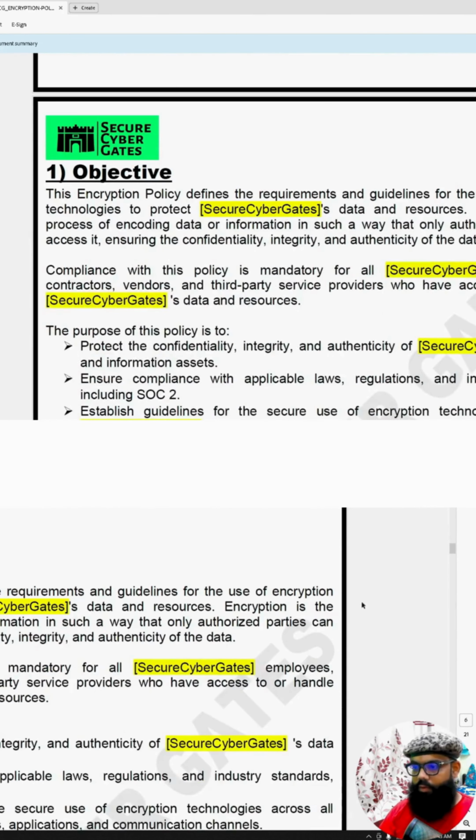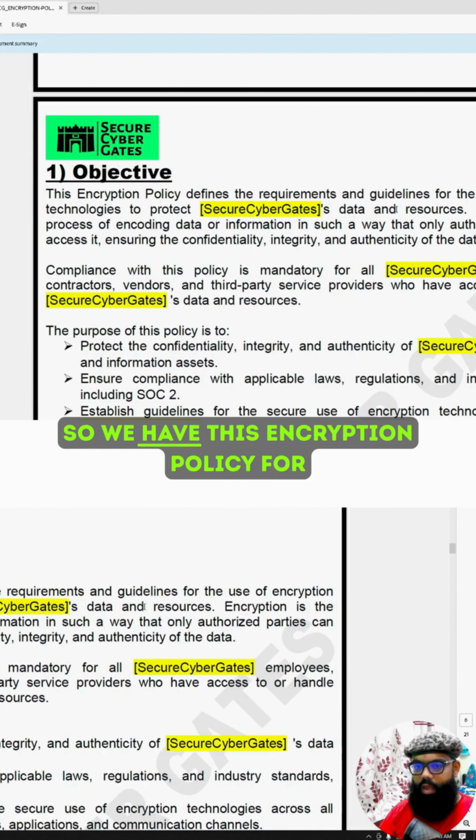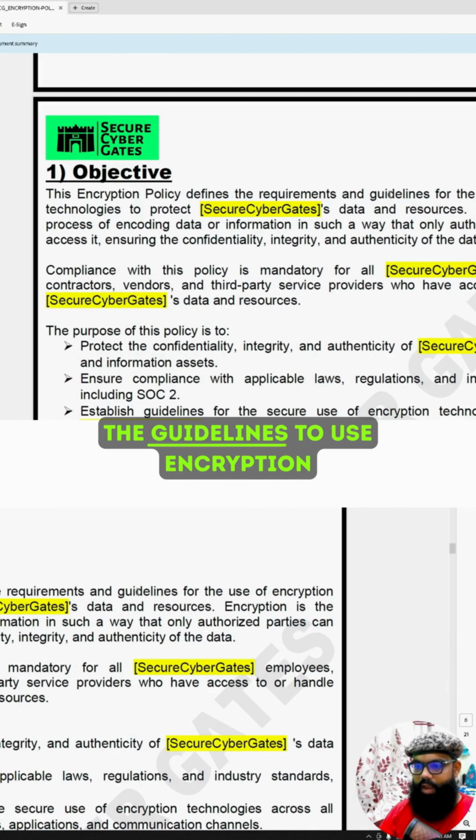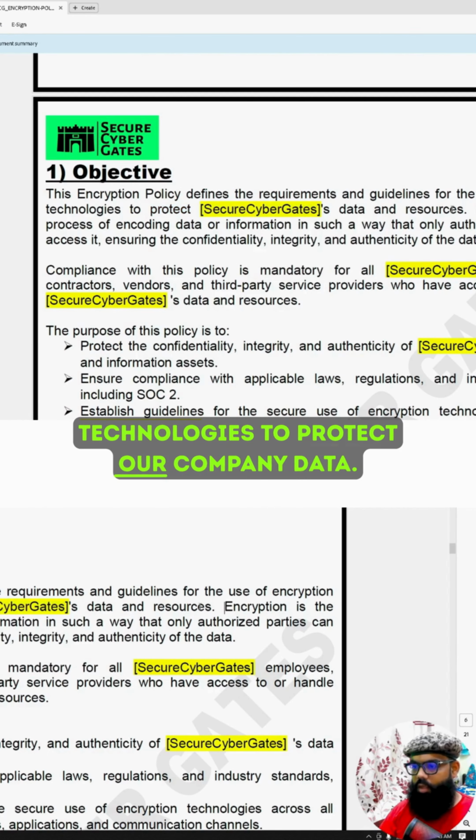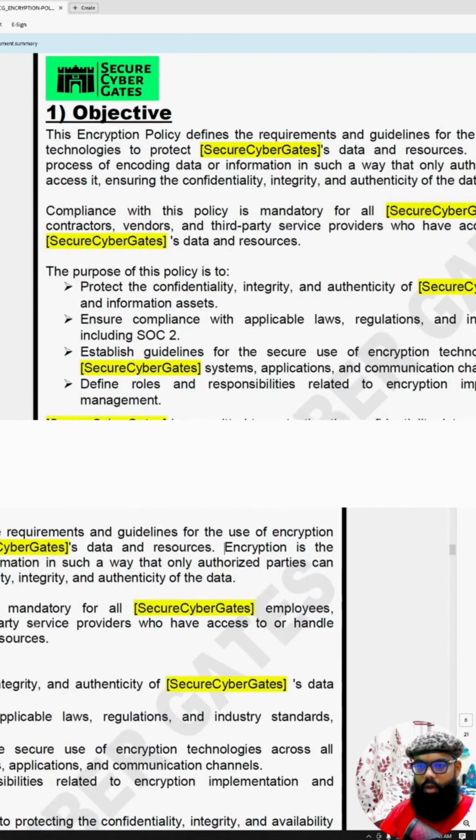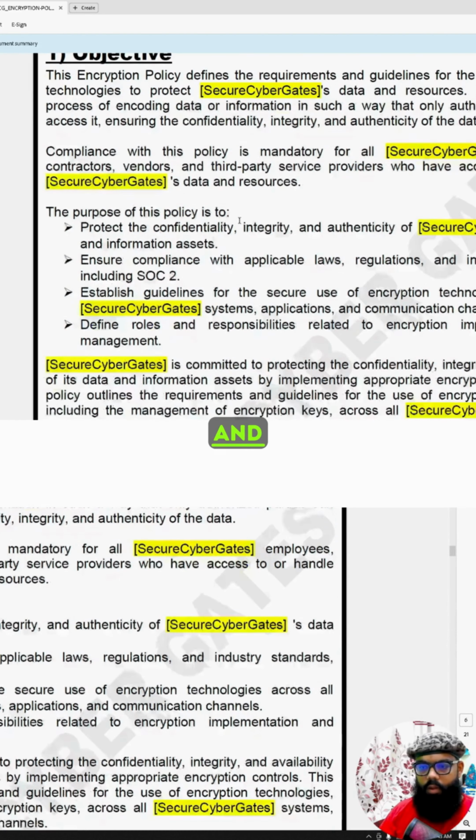So these are some of the things we see, what kind of encryption we are looking at. So the objective: we have this encryption policy for the guidelines to use encryption technologies to protect our company data and resources. And this is the purpose of the policy.